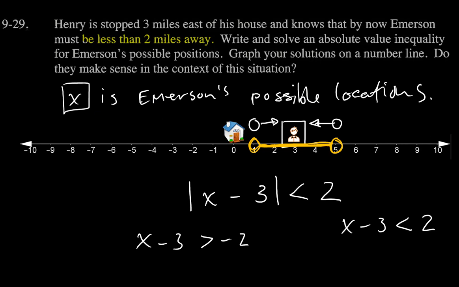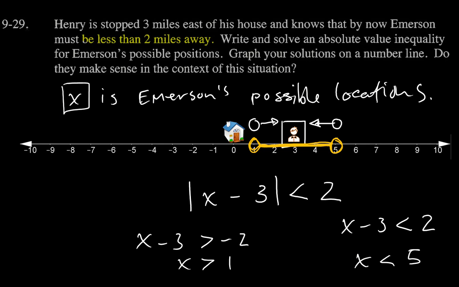Now, to solve each of these is super simple, right? All I do is add 3. So I get that x has to be greater than, just add 3 to negative 2, and I get 1. And on the other side, x has to be less than, add 3 to both sides, and I get 5. Now, this is not an or statement, right? These two things both have to be true.